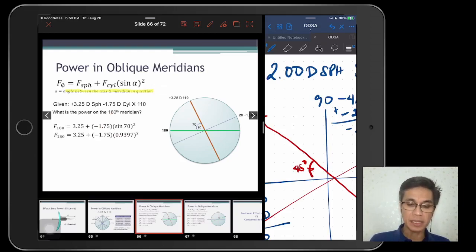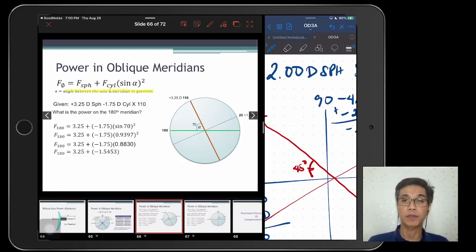Sine 70 degrees is 0.9397. Square down natin muna yan. So, pag in-square mo siya, lalabas 0.8830. Okay? Multiply ko ngayon siya with minus 1.75. And the answer will be minus 1.5453.